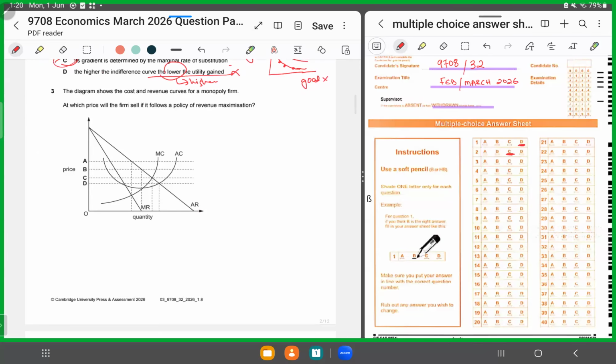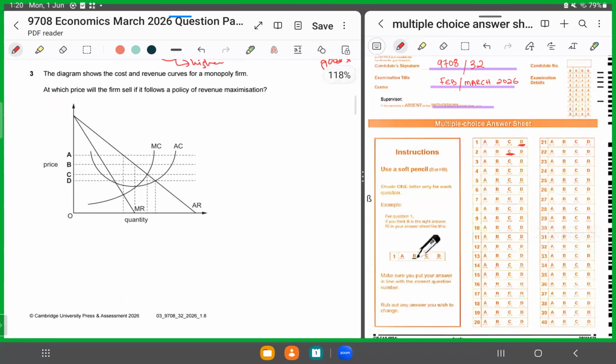Moving forward, now this displays the revenue and the cost curves for a monopoly firm. They're asking at which price will the firm sell if it follows a policy of revenue maximization. Now, we all know a monopoly firm looks for profit maximization, and they're saying which price would yield the monopoly the maximum amount of revenue. So we know that revenue would be maximum at a point where MR, the marginal revenue, is 0. And where would that be? Where it meets the x-axis, right? So where does it meet the x-axis? It meets the x-axis over here.